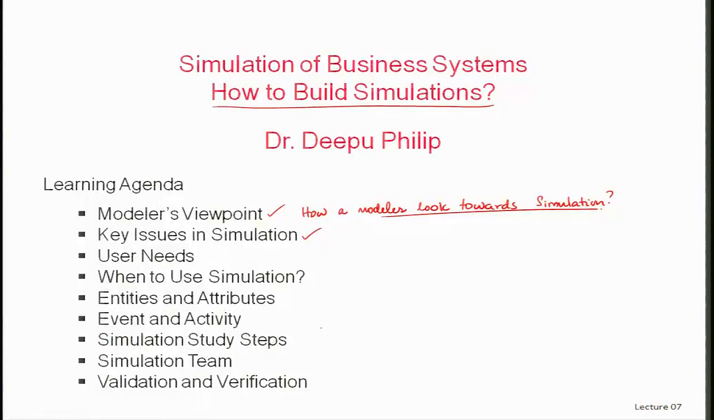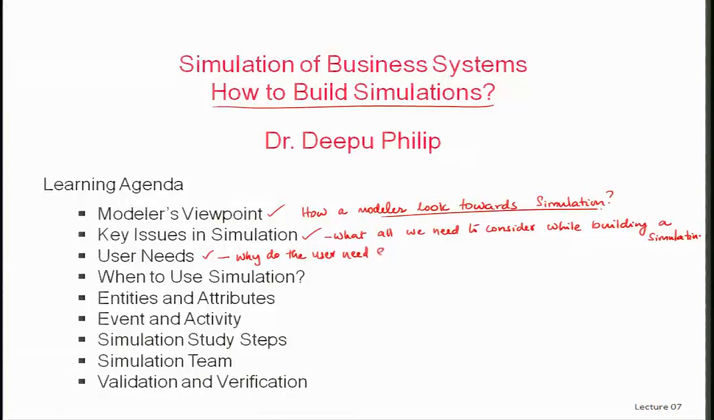Then the second part is the key issues of simulation, what all we need to consider while building a simulation. Okay. So, that aspect is also taken care of here. Then, what are the user needs? Why does the user need simulation? What are the user needs we can satisfy using simulation? And then, when to use simulation, the circumstances suitable for simulation.